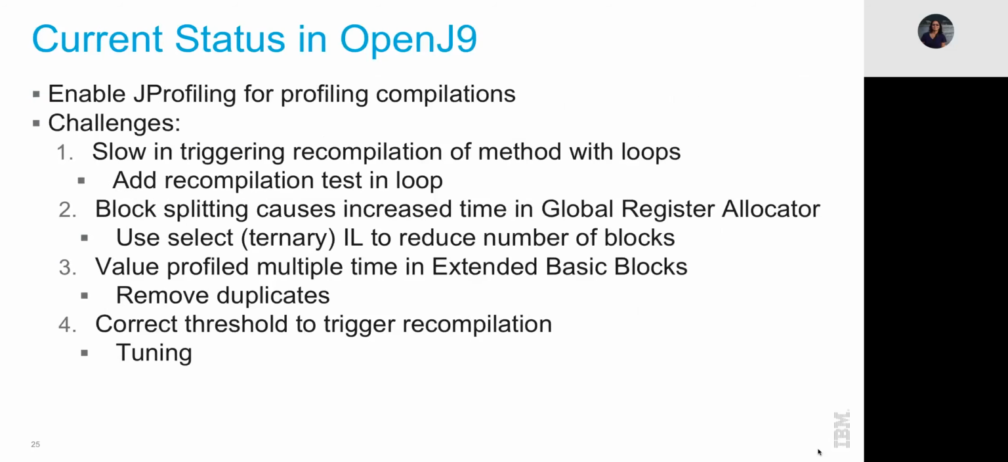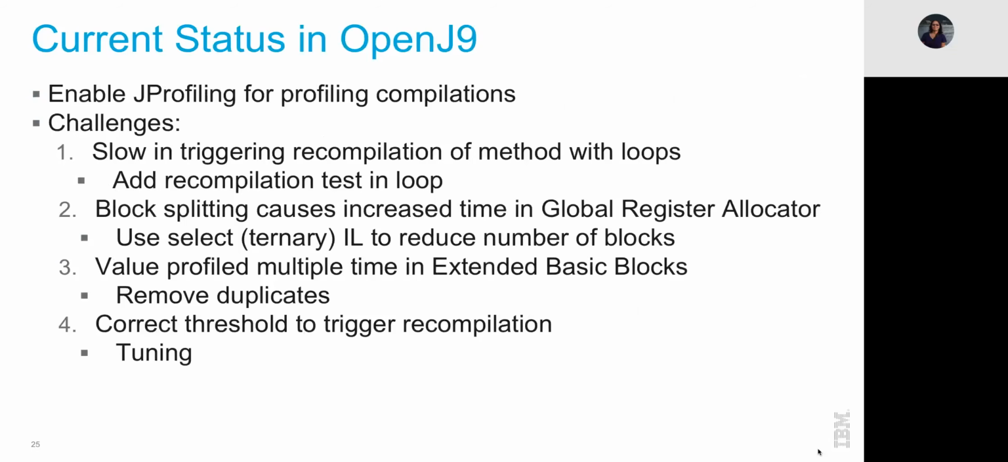So we added a recompilation testing loop to identify these cases. Because of the block splitter, the compilation time was increased in global register allocation. So we reduced the number of blocks that we had for adding a profiling value. It was profiling the same value multiple times in extended basic blocks. So we removed duplicates as well, and it requires tuning because we wanted to decide how much data is enough for us to get the properly optimized body.